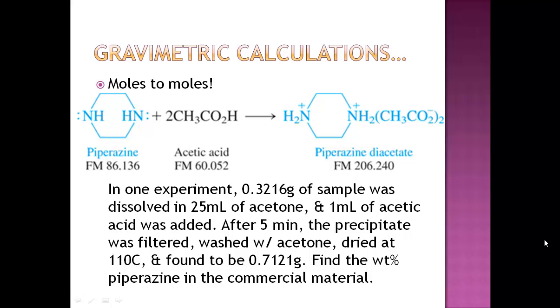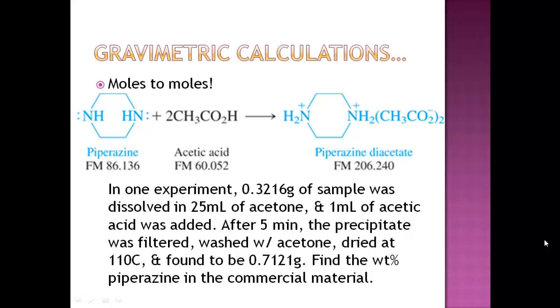All we have to do is relate the mass of the precipitate to the mass of the original analyte, which is done with a balanced reaction and moles to moles. Anyway, let's read the problem. It says, in one experiment, 0.3216 grams of sample was dissolved in 25 mL of acetone and 1 mL of acetic acid was added. After 5 minutes, the precipitate was filtered, washed with acetone, dried at 110 degrees Celsius, and found to be 0.7121 grams. Find the weight percent of piperazine in that commercial material.